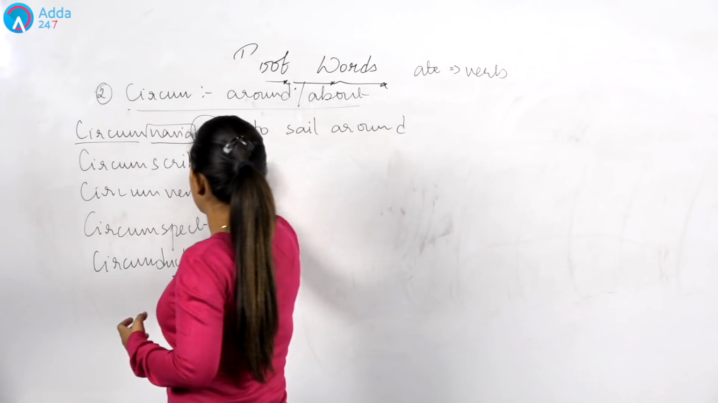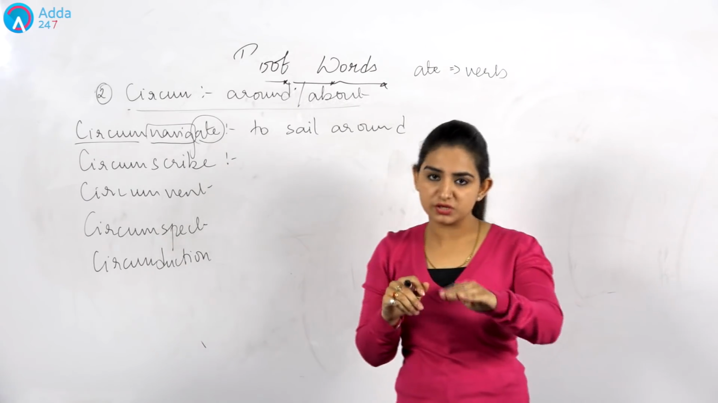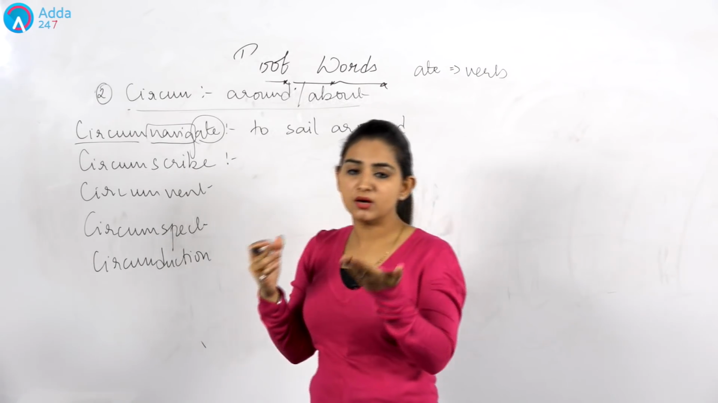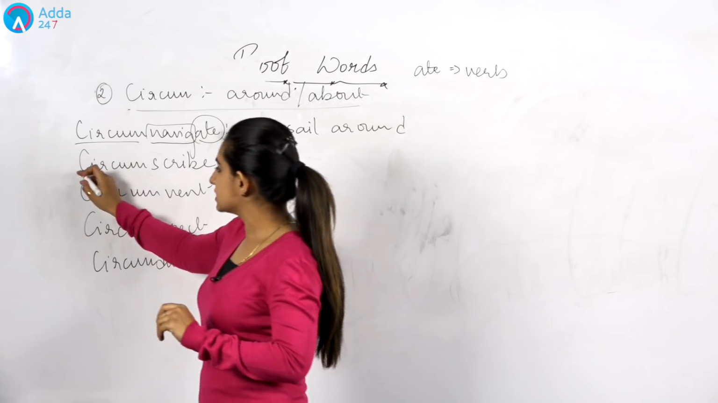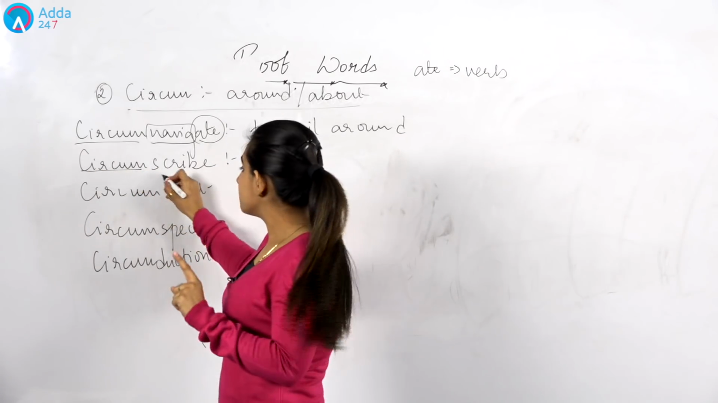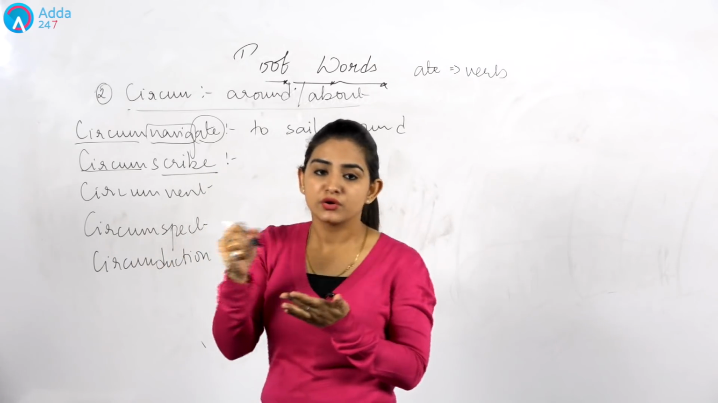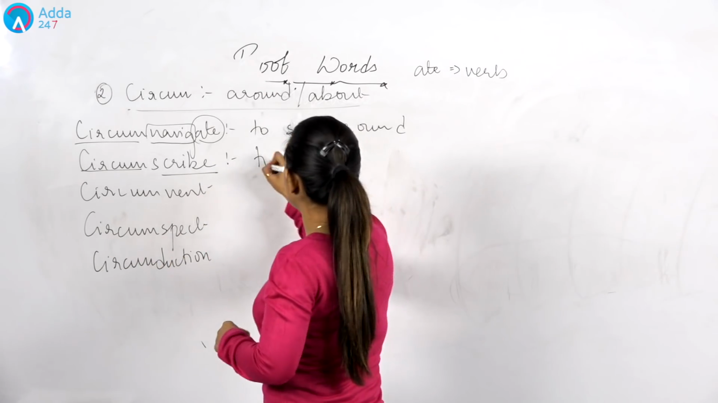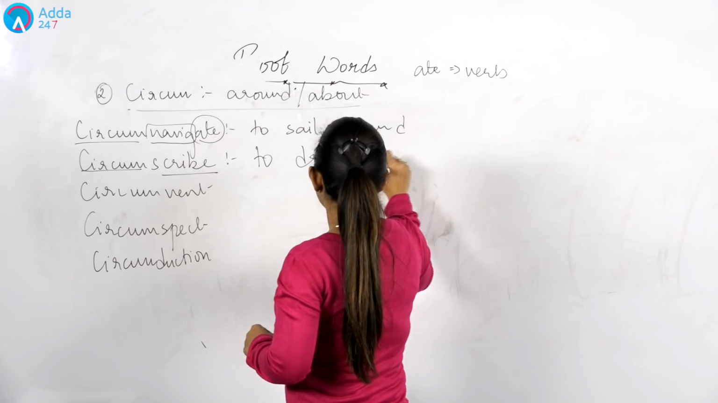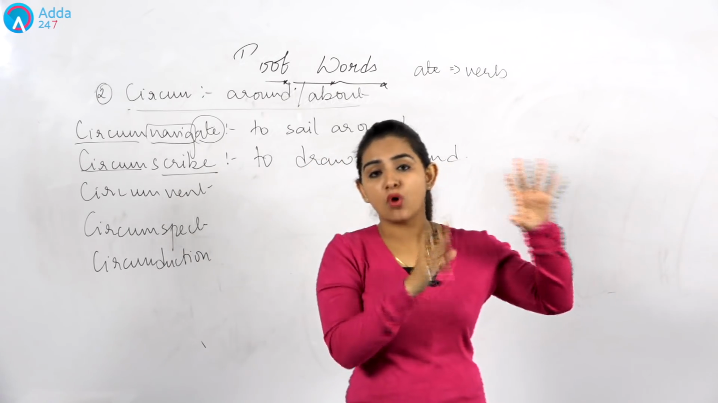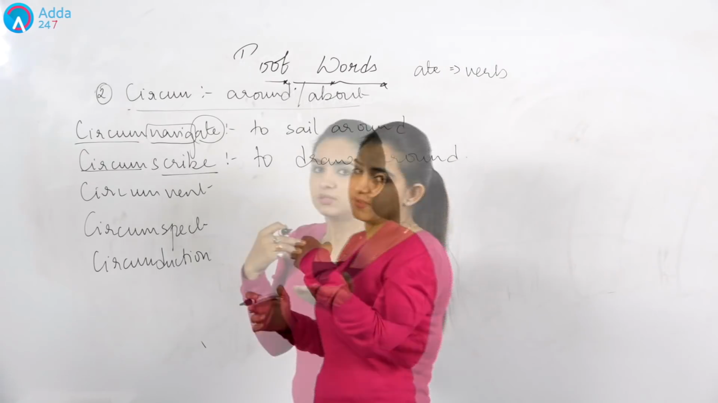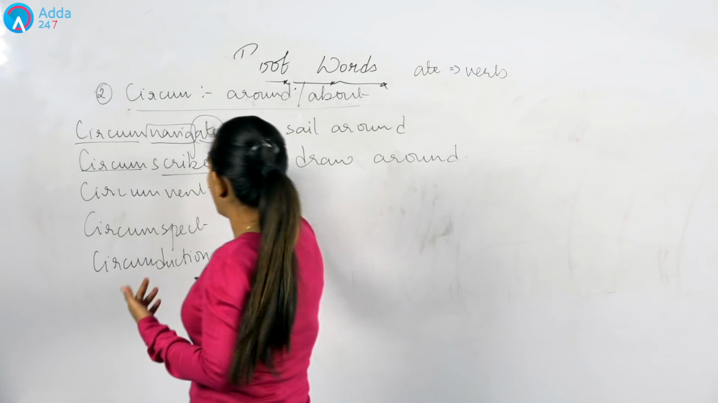Next is circumscribe. You must have seen small children. What do they do? If you give them a pen and a paper, they try to scribble over it, right? So what is it? Circum means around, scribe means draw. So circumscribe means to draw around. You must have seen in the movies that we see painted walls. So that is what we mean by circumscribe. Painted walls is an example for circumscribe.